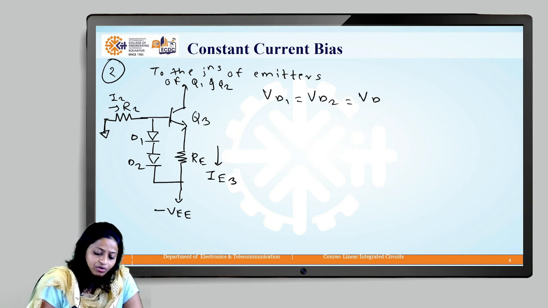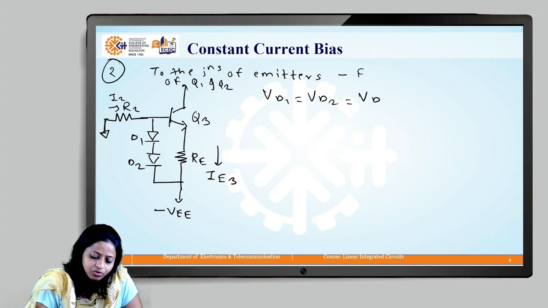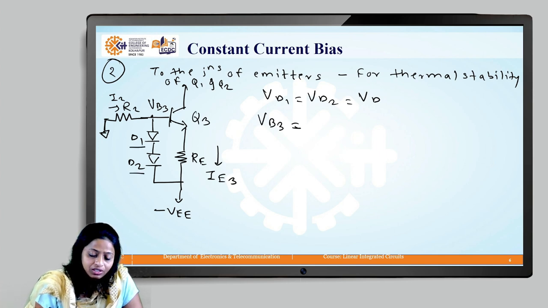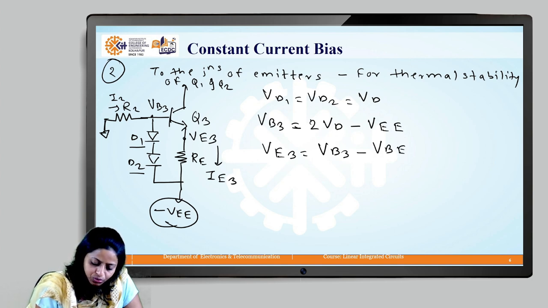Now why have we done this arrangement? In order to provide the thermal stability. Now here VB3 is equal to the voltage drop across this diode plus the voltage drop across this diode plus minus of VEE. So that is 2VD minus VEE. Now VE3 is equal to how much? It is VB3 minus VBE3, which is equal to 2VD minus VEE minus VBE3.